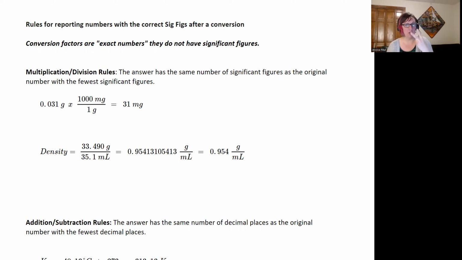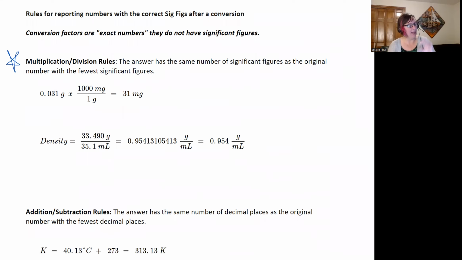We're going to focus on just two types, the most common types. And really the most common one is multiplication and division. So we'll start there.